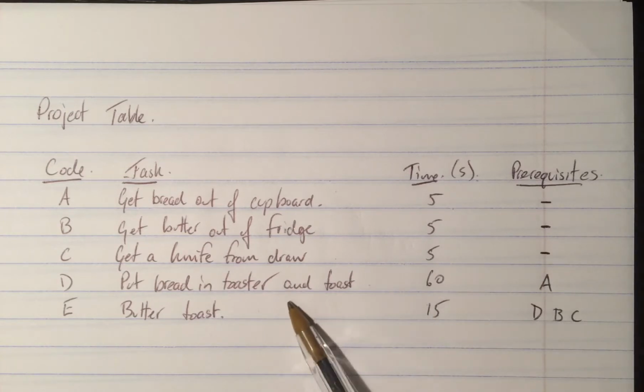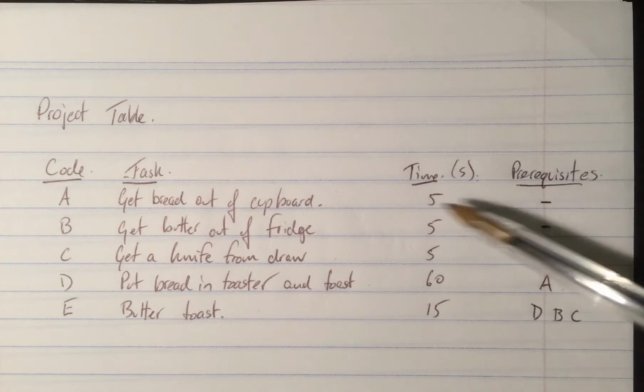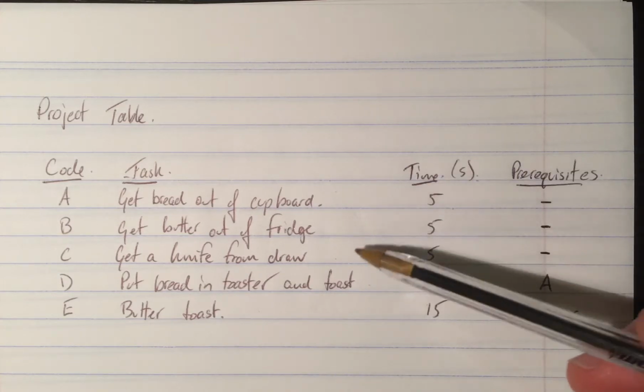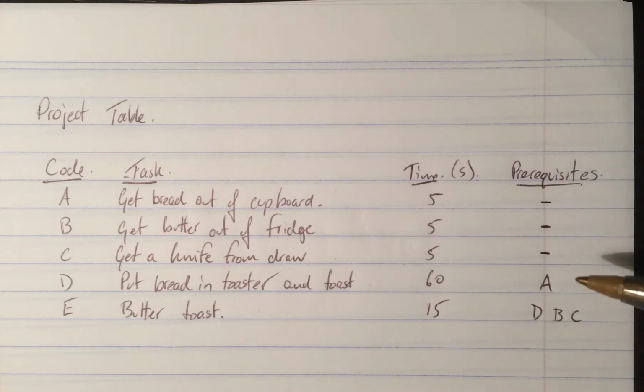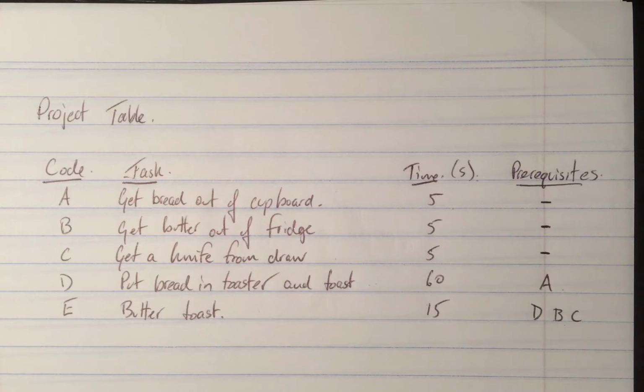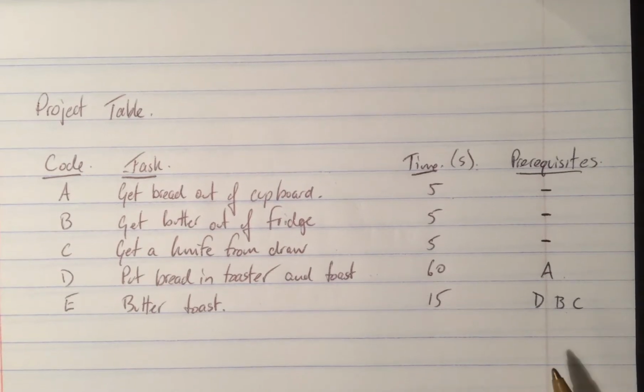So we can't begin the toasting process until we've completed activity A, which is getting the bread out of the cupboard. And we can't complete buttering the toast until we've done B, C, and D. That is getting the butter out, getting the knife out, and toasting the toast. So we're now going to attempt to draw a project network for this project.